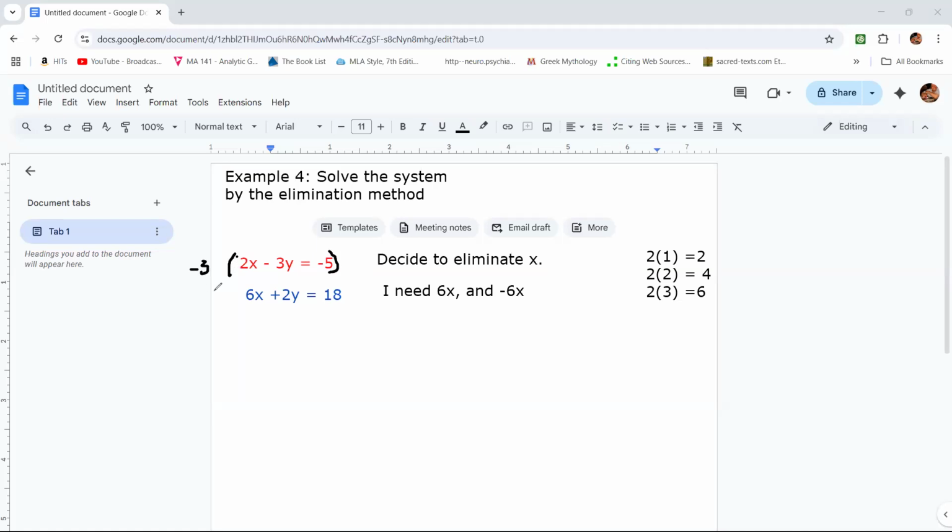Okay. Now, I'm going to get a new equation when I do that. I'm not going to have this red equation. I'm going to have a new equation. I'll use green for this equation. I'll have a new equation down here. Okay. This is going to be -3 times 2x. This is -6x.